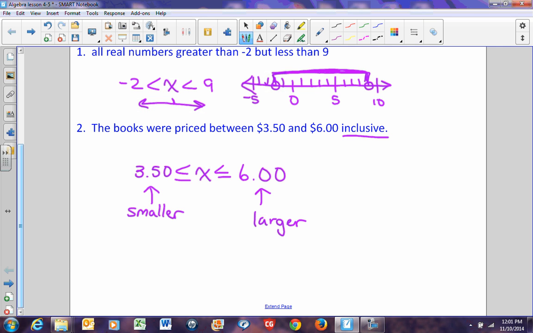If we're going to graph this, here's 0, 1, 2, 3, 4, 5, 6, 7, 8, 9, 10. So it's greater than or equal to $3.50. 1, 2, here's 3. $3.50 would be halfway through. It's a closed circle. But less than or equal to $6. $6 would be right here. And it's all the numbers between those. All the prices between those two numbers. So writing an inequality is not all that complicated.